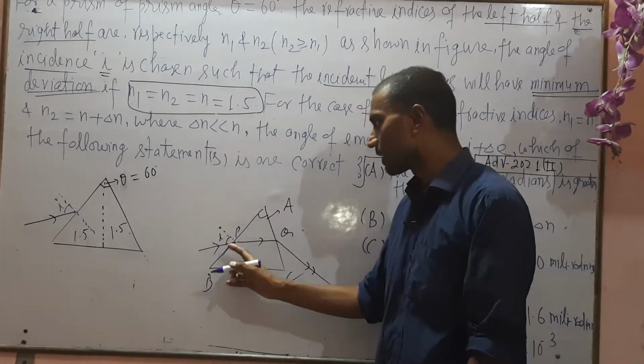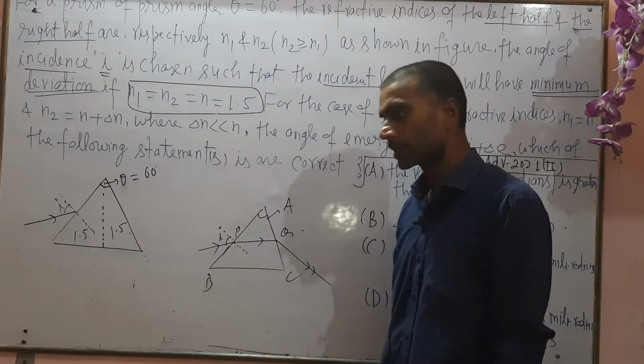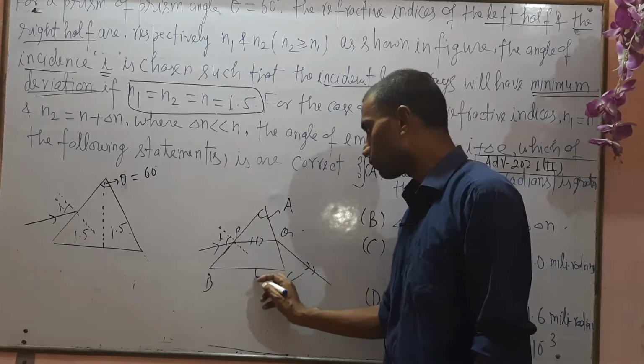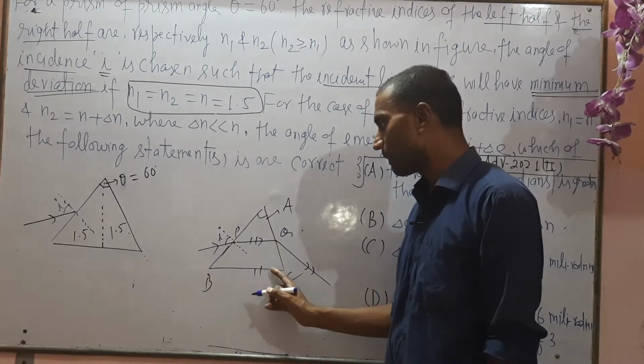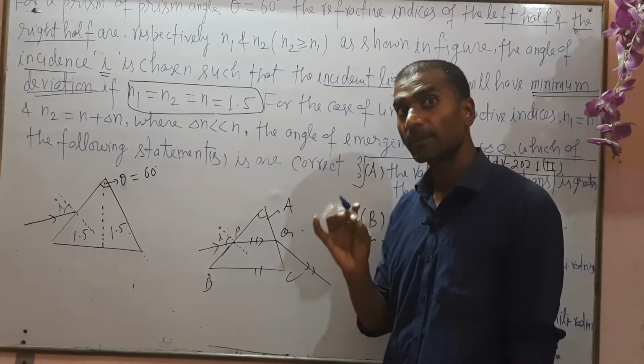This implies that after refraction at point P, that ray will be parallel to the baseline. That ray will be parallel to the baseline. This is the condition of minimum deviation.